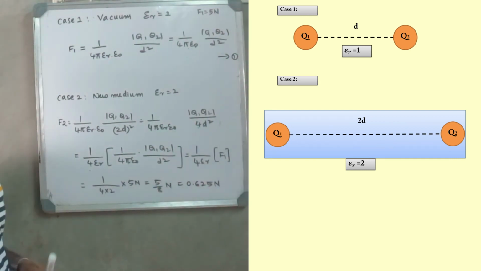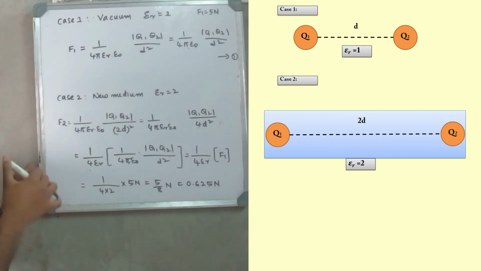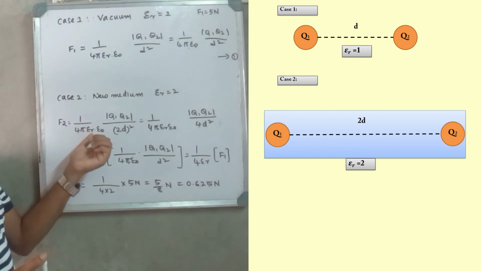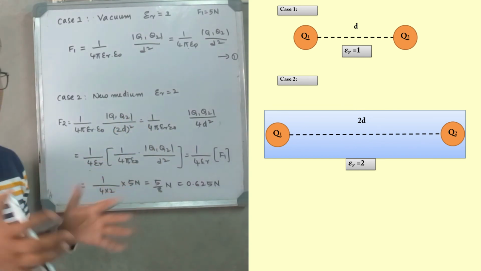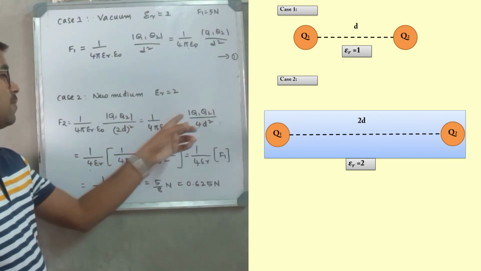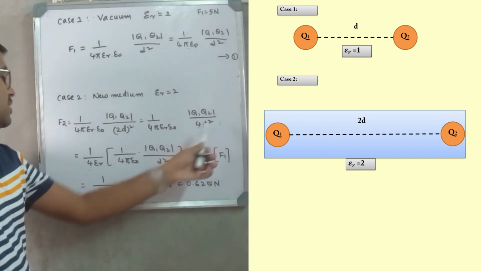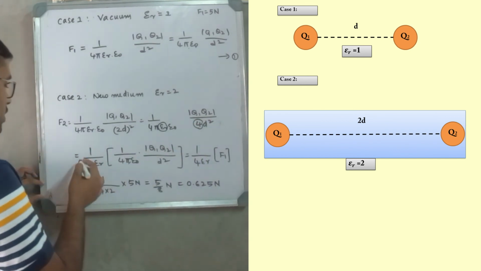Now in the second case the medium is changed. We have new medium whose relative permittivity is equal to 2, and in this case the distance between the two charges is doubled. The distance was d then, and now in this case it will be 2d. So if I write the expression for force experienced by Q1 and Q2, I have F2 is equal to 1 by 4 pi epsilon r into epsilon naught mod of Q1 Q2 divided by 2d whole square. 2d is the distance between Q1 and Q2 in this case. So this will be equal to 1 by 4 pi epsilon r into epsilon naught mod of Q1 Q2 divided by 4d square.